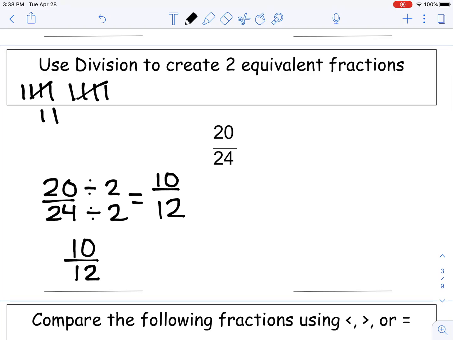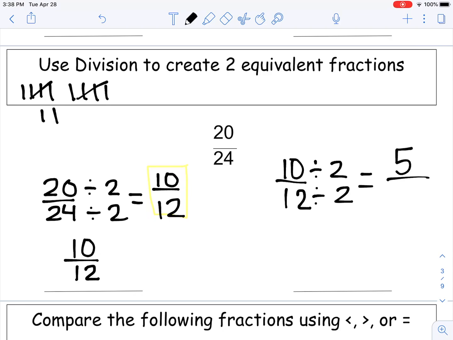You can go back and use this original fraction again to do an equivalent, or you can take a look at the one we just got. What do you know about 10 and 12? They're both even. So I can divide by 2 again and get another equivalent fraction. And these ones are a little easier for me. 10 divided by 2 is one of those facts that I happen to know, which is 5. 12 divided by 2 is 6, so 5/6 would also work.